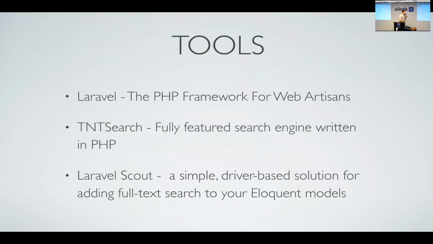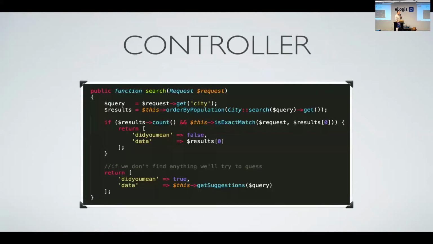The tools to achieve this are, of course, Laravel, TNT Search, which is for creating the index and doing the search, and Laravel Scout, which is basically a wrapper around TNT Search to make it very easy to use. We won't cover the installation part because it's very simple. You do composer require Scout, and composer require TNT Search, and you are ready to go. After that, you run scout import, and that's it. You have created the index.